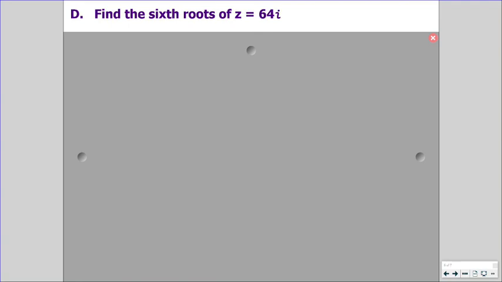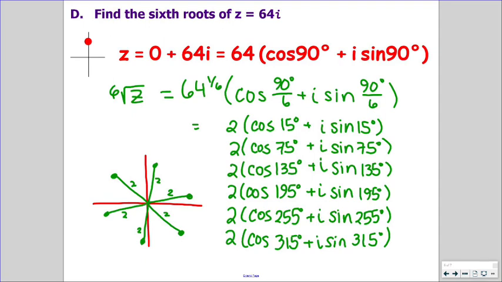Last one, solution here looks like that. There are 6 solutions because we're looking at the 6th root. So in addition, right, the spacing is 360 divided by 6. Each of these angles is 60 degrees apart from the last one. Diagram looks like that. That's it.